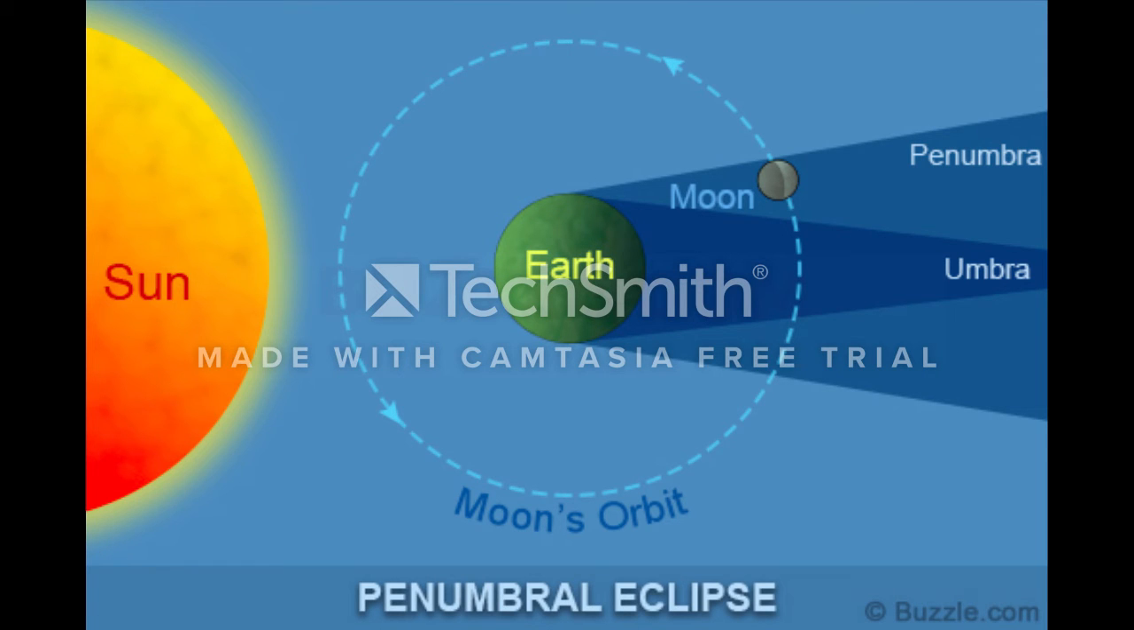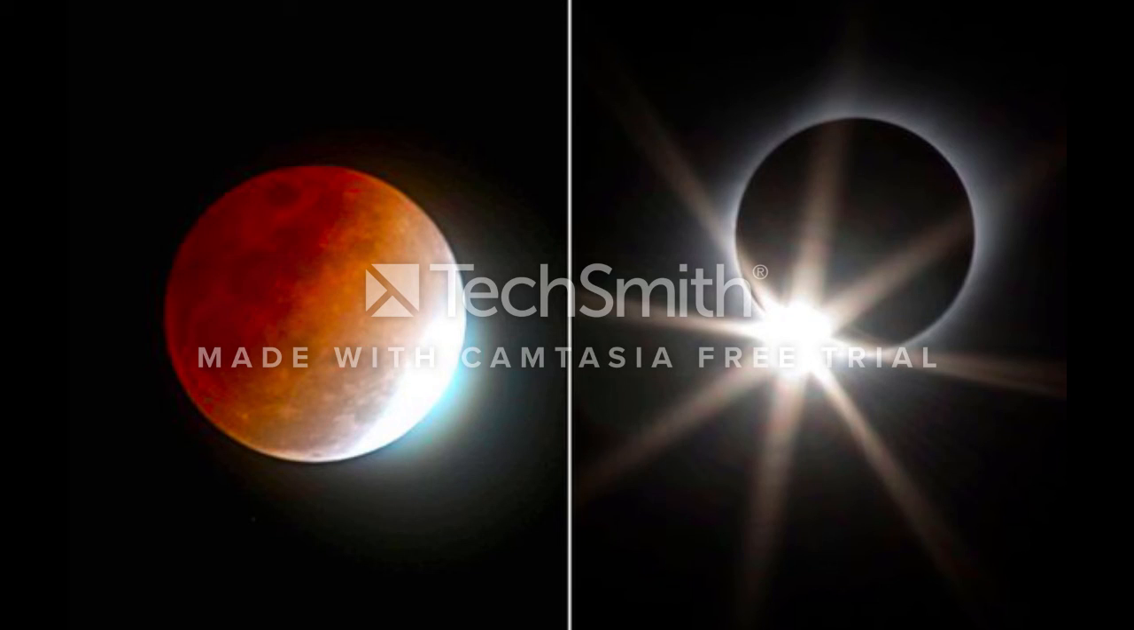The last type of lunar eclipse, the penumbral lunar eclipse, is very hard to see. This occurs when the Moon passes through the penumbral shadow of the Earth and not the umbral shadow. This results in there being very little difference in the Moon's lighting. So now you know a little bit more about the two types of eclipses and the conditions that must be met for each to occur.